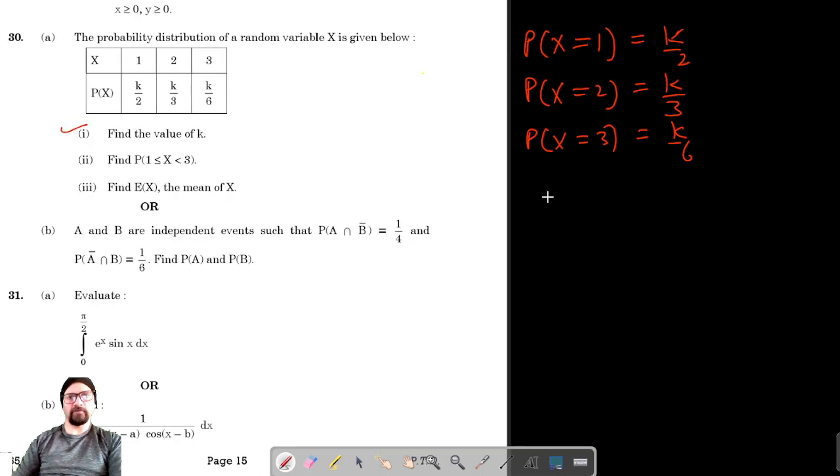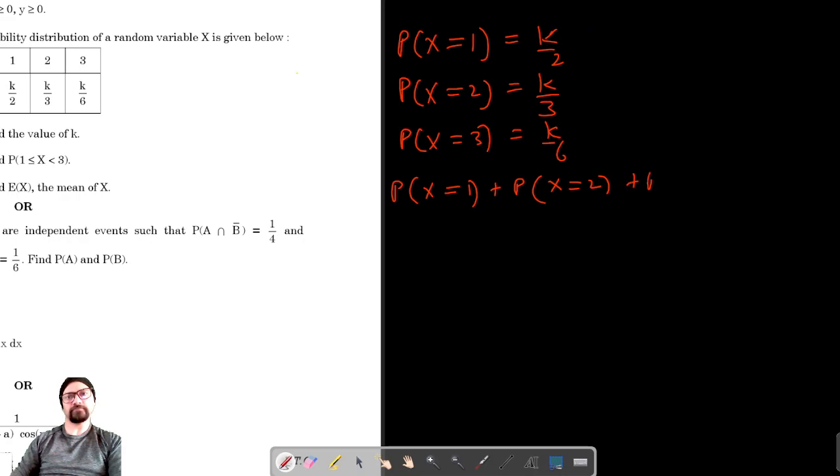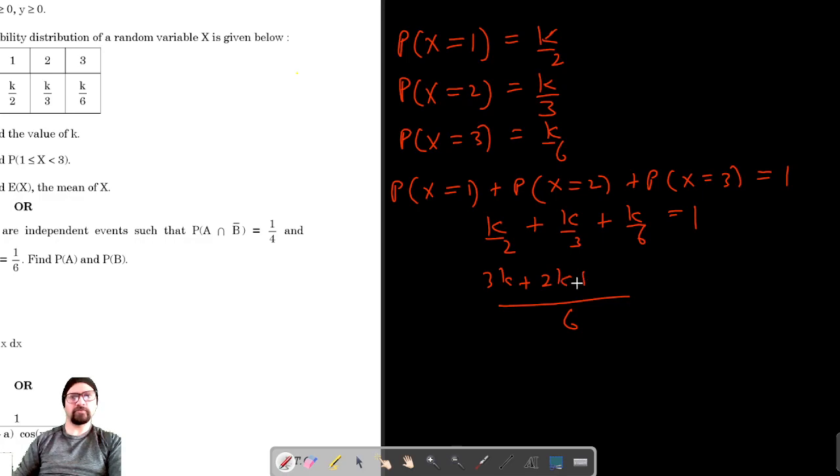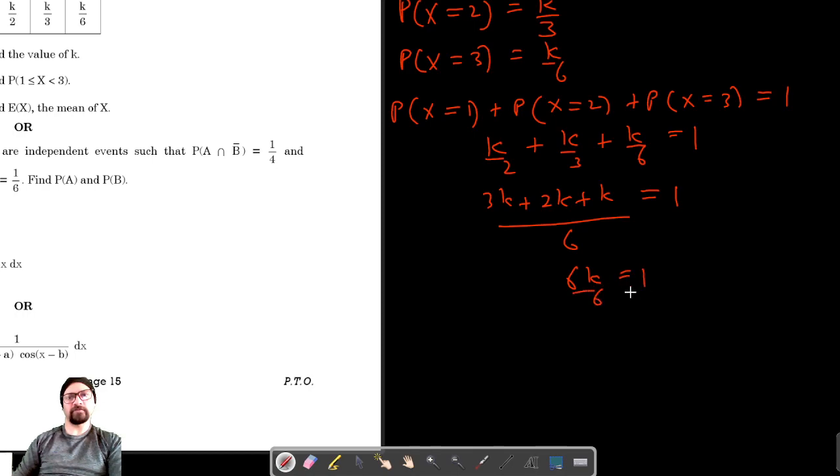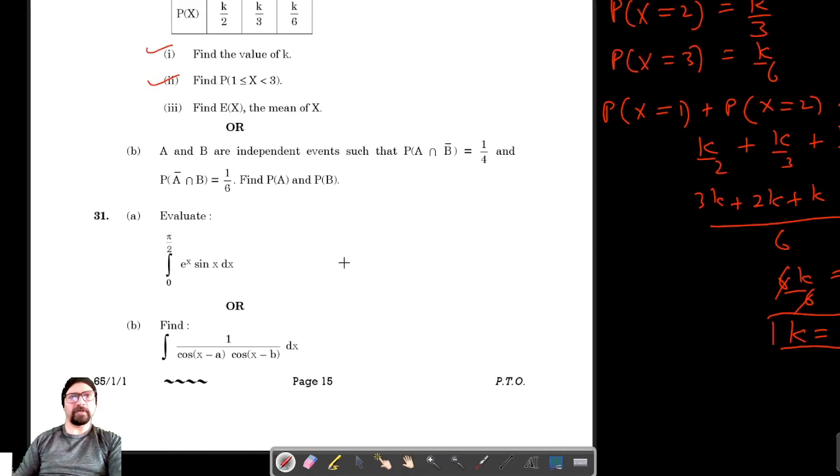We have to find the value of k, and we know that the sum of the probabilities of all the events is 1. So if I add the probabilities of the random variable 1, 2, and 3, that will give me 1. Let's put in the values. So this is k by 2 plus k by 3 plus k by 6 is equal to 1. The LCM is 6, so this is 3k plus 2k plus k is equal to 1, which is 6k by 6 equal to 1, and the value of k is 1. Okay, so we are done with the first part. Let's move on to the second part.